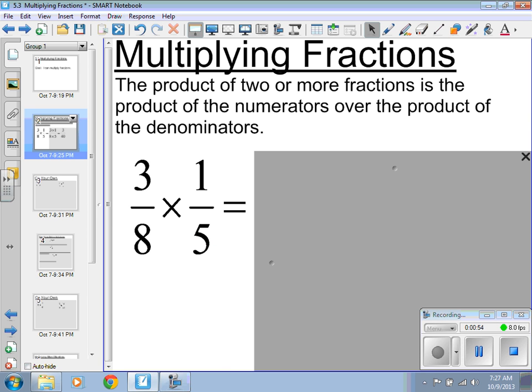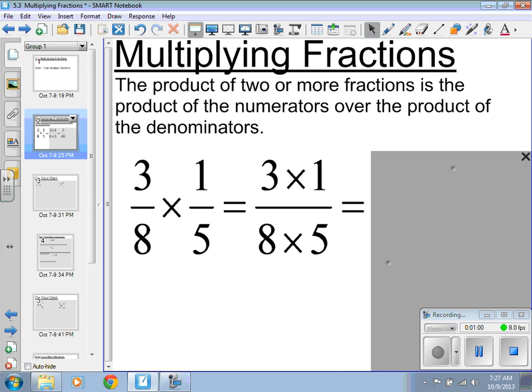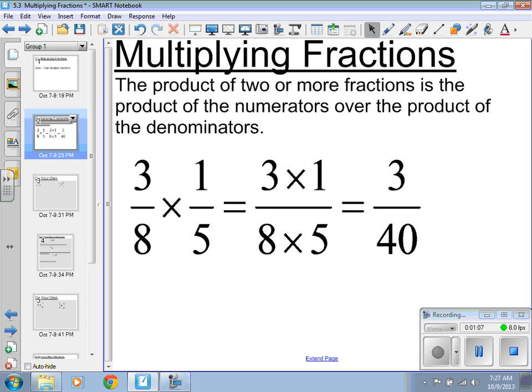So if we take the problem 3/8 times 1/5, we can rewrite it as 3 times 1 over 8 times 5, and we get 3/40.